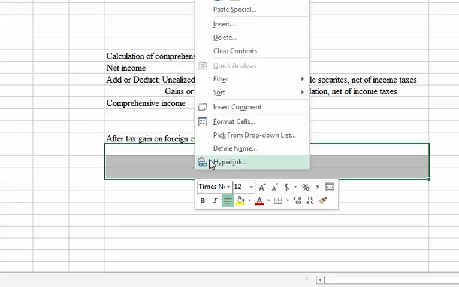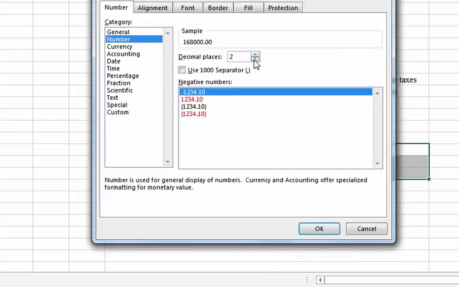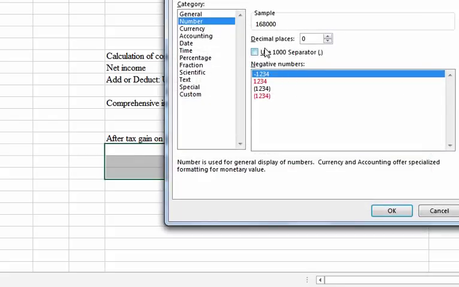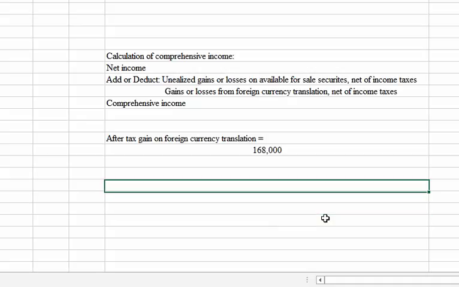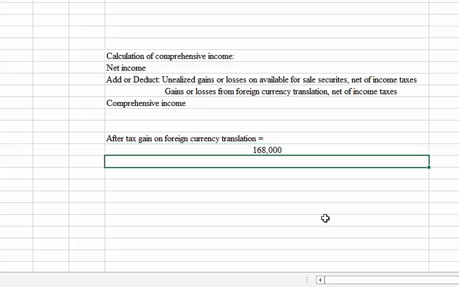Let's format these. There we go, I wanted the comma. Alright, so our after-tax gain is 168. Now, I hope that makes sense. You could also have said 240,000 times 0.3. That would have given you the amount of tax, and then you could have subtracted that from the 240,000. Either way, you'll get the same thing.